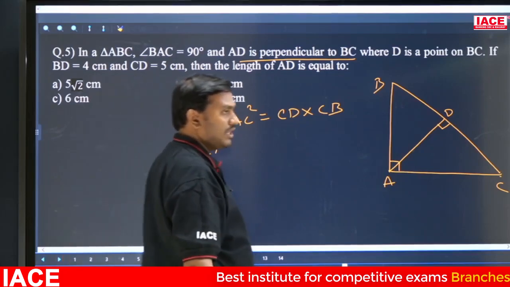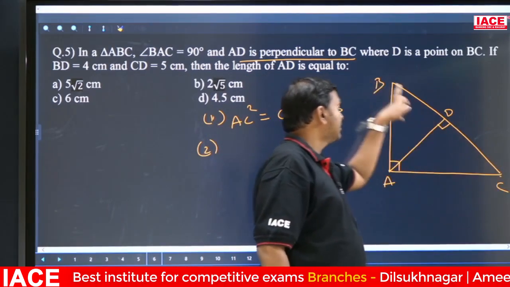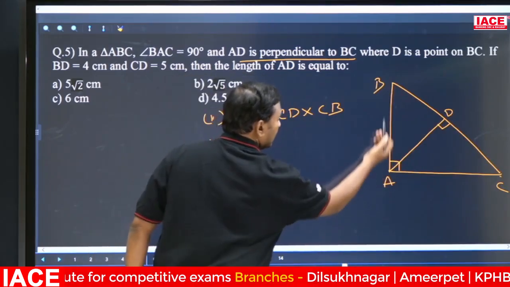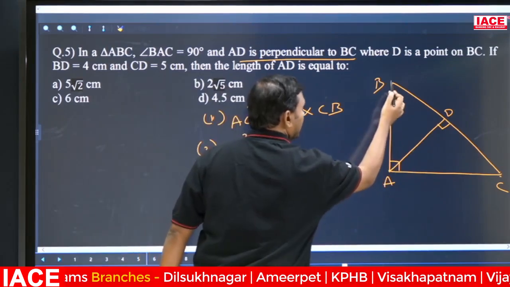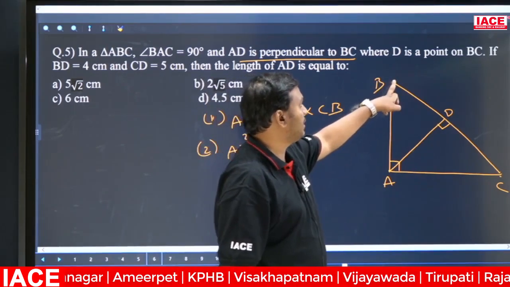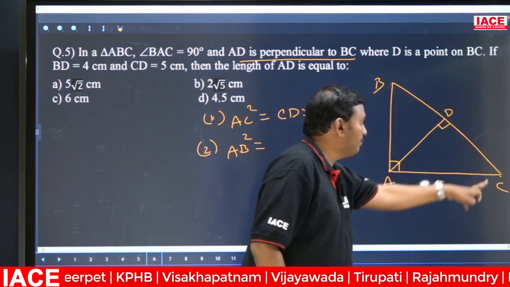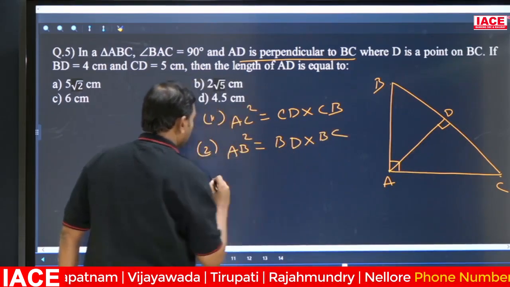Second point. See carefully. AC square equals CD into CB. Second one: what is the second line? AB. AB square equals, it ends at B, so don't leave this B. From B multiply. BD into BC. BD into BC. That is the second point.